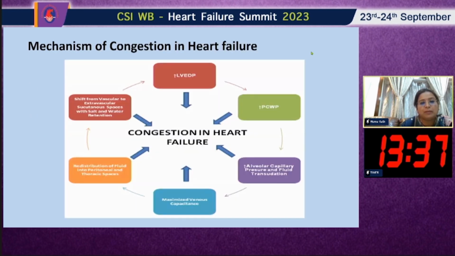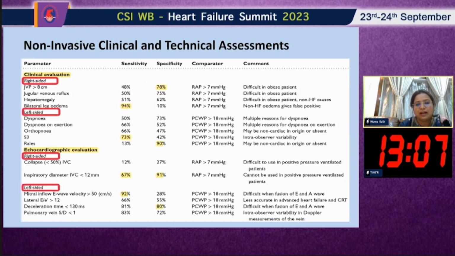So let's see what is the mechanism of congestion in heart failure. It's a vicious cycle where increased shift from the vascular to the extravascular subcutaneous spaces with salt and water retention will lead to increased LVEDP, increased PCWP, increased alveolar capillary pressures and fluid transudation, maximized venous capacitance, and redistribution of fluid, all leading to these congestion symptoms in heart failure. So how do we assess prior to the start of any kind of diuretic therapy? It is either by clinical evaluation or the echocardiographic evaluation.